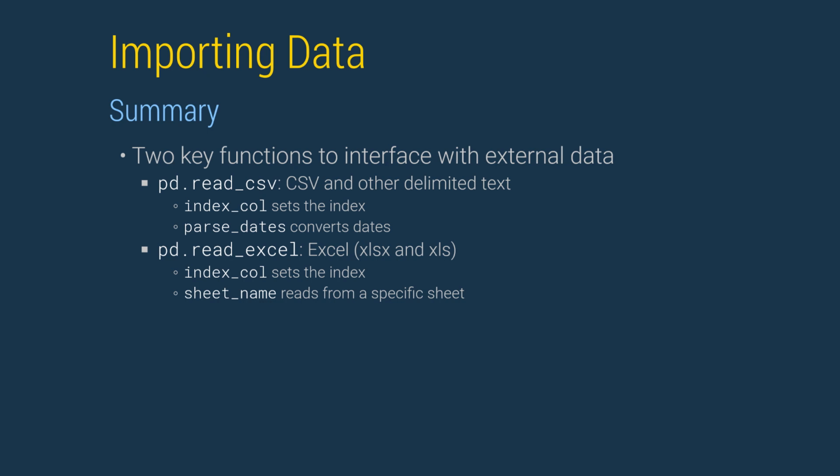read_csv and read_excel are key functions that import data in common file formats. read_csv is used with comma-separated values and other delimited text file formats. read_excel imports data from both the modern XLSX format as well as the older XLS file formats.